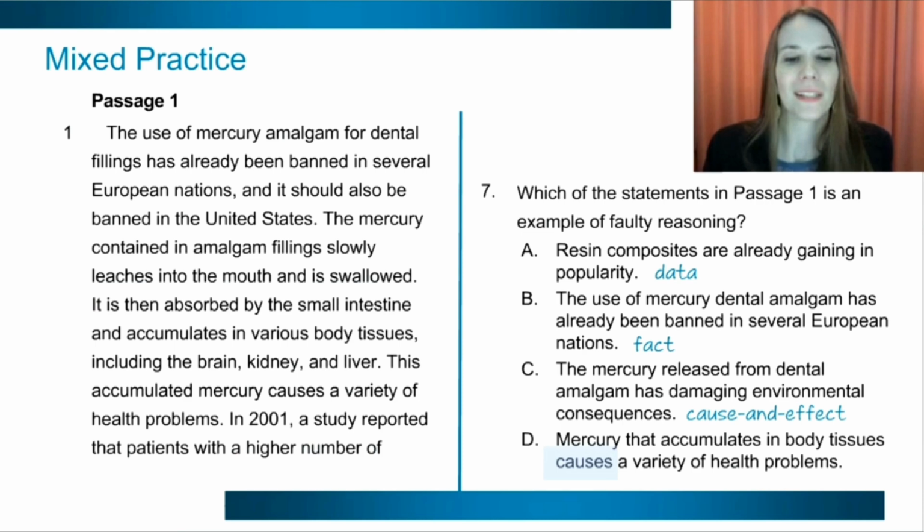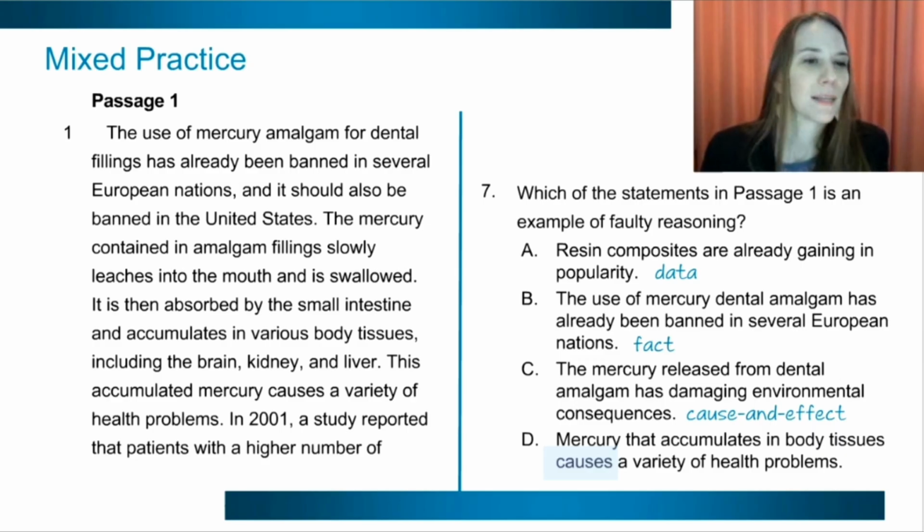Causes is always going to be one of those words to investigate, because you want to make sure that what the author is stating can actually be proven from start to finish, and that there aren't just two things that may be related. Let's look at how the author presents this evidence in the text.